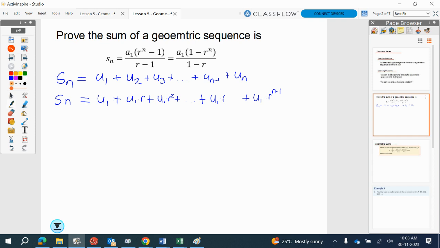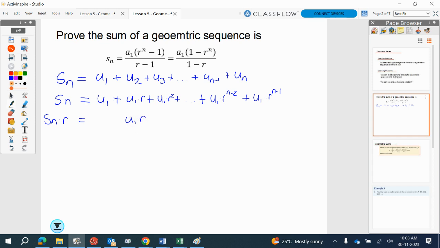You see how it's easier working backwards a little bit like that? All right, so we've got all the terms in our sequence. What we're going to do now is take that sequence and multiply it by r. What will happen to the first term? u1 becomes u1 r. And what is that? That's the second term. It moves across.